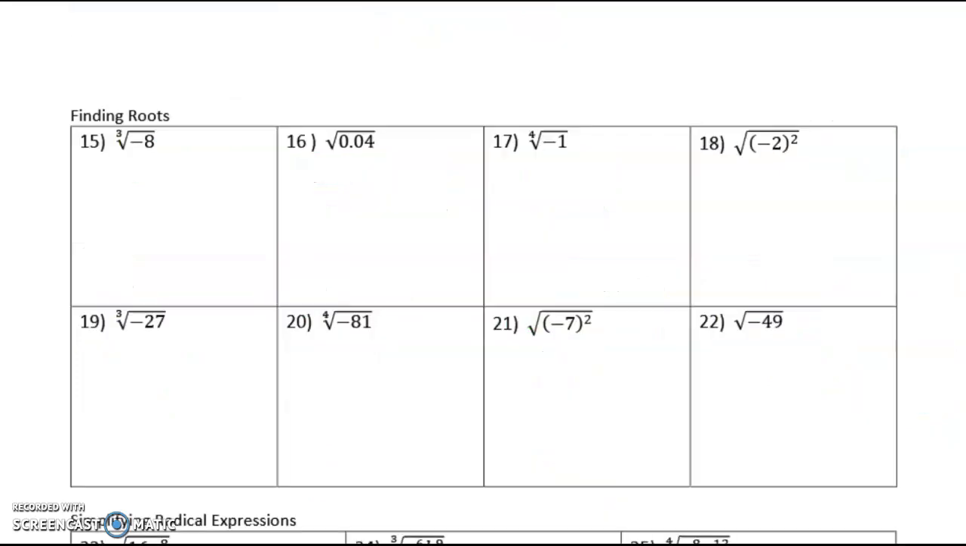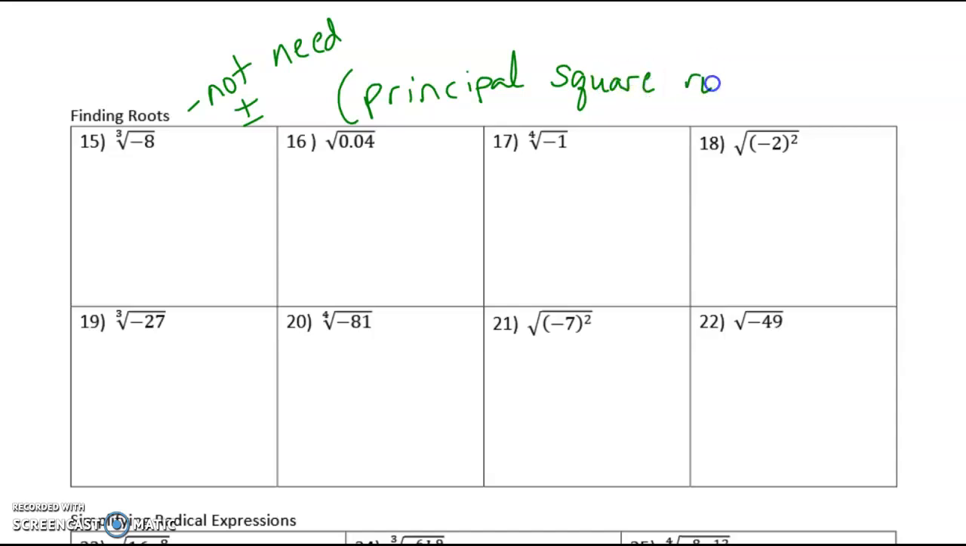All right, finding roots. So these ones, the radical is already here, so we do not need plus or minus, because the radical is already given. So we're just finding the principal square root or the principal fourth root. Feel free to look that up. Your book talks about it a little bit. Why do I put plus or minus for some of them and not for the others? If the radical is already given, you just want the principal square root or the principal cubed root or things like that. But if you are applying the radical, then you need to add the plus or minus.